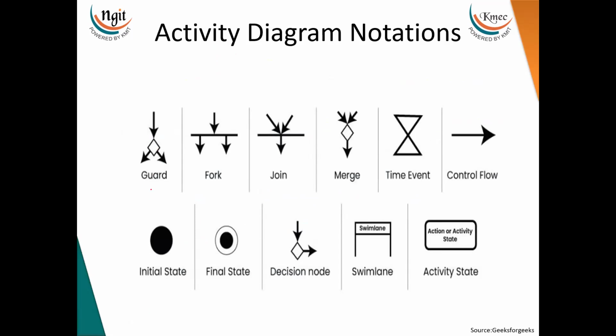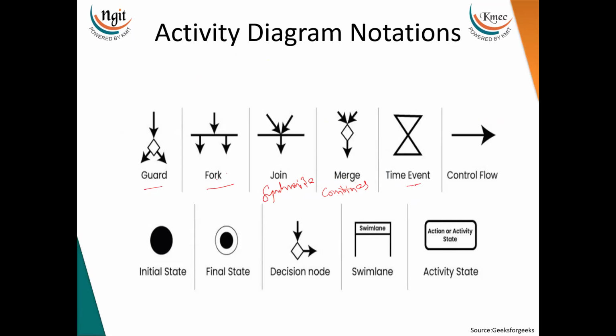This is called a guard. A guard is a kind of condition that must be true for control to flow along a path. The second one we call a fork. This fork will split a single flow into multiple flows. This is join. Join will synchronize multiple incoming flows into one. Then next is merge. This combines multiple alternative flows into one.